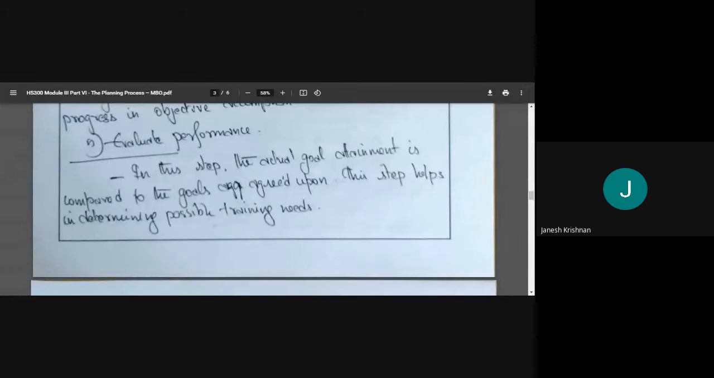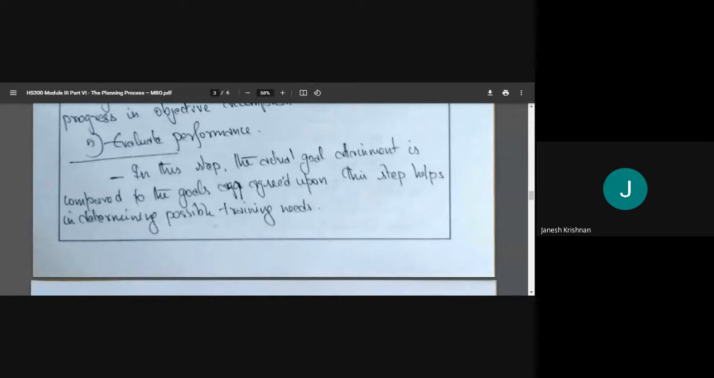The employee has said, similarly, the other one has said, I can do more than 250, I can propose 300. Right? So that is agreed, and when this performance evaluation is done, the actual result is compared: okay, I agreed to prepare 300, and how much have I prepared? That is compared. The agreed goal is compared, and this step helps in determining the possible training needs.